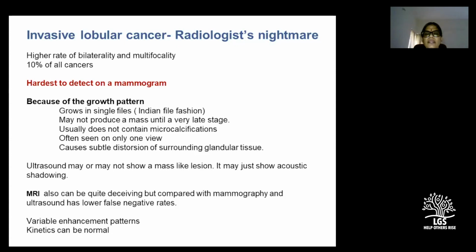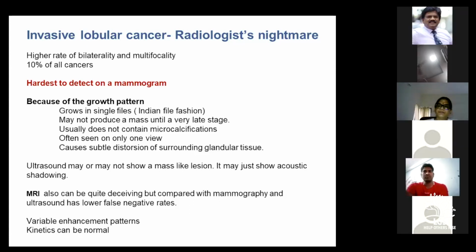And again, in the early stages, there are only very subtle disturbances and you don't see much at all on mammogram. And similarly with ultrasound also. And also with MRI. All three modalities have some disadvantages in picking up lobular cancer. So it is a challenge, and it is a radiologist's nightmare.